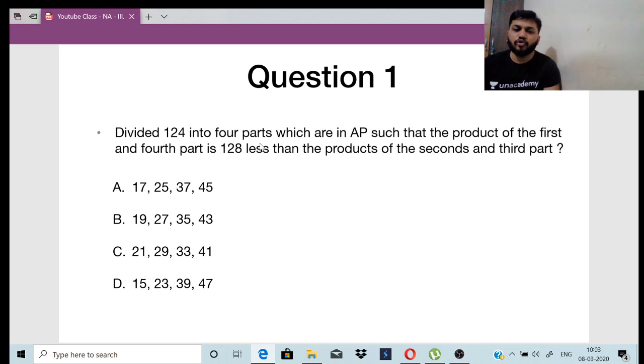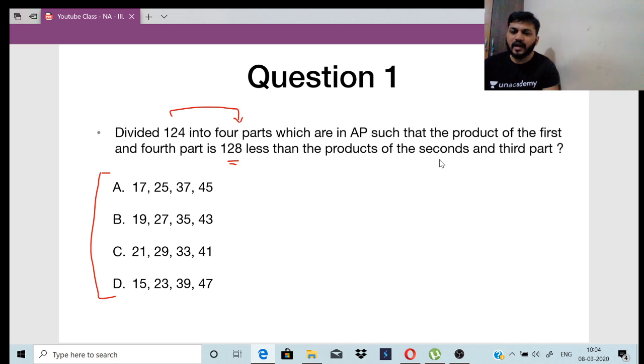Divide 124 into 4 parts which are in AP such that the product of the first and the fourth part is 128 less than the product of the second and the third part. Which are the four numbers? You have to tell me. I know this is a bit tough question, so try solving it.